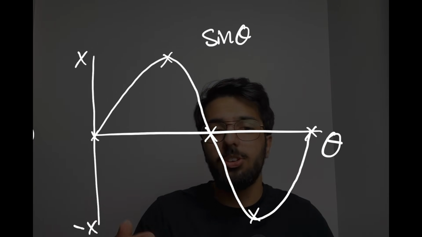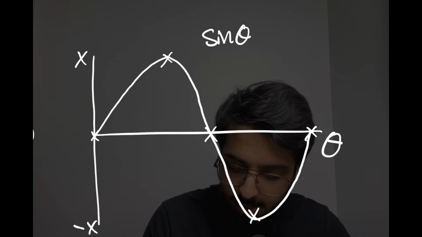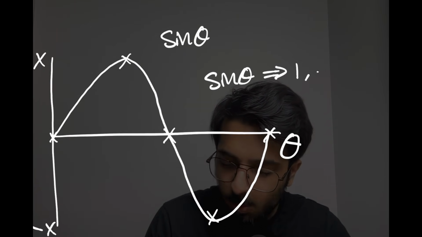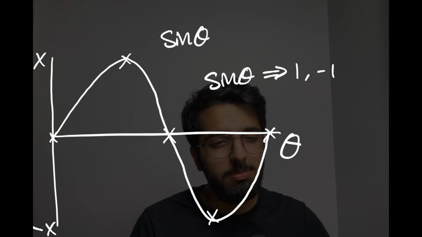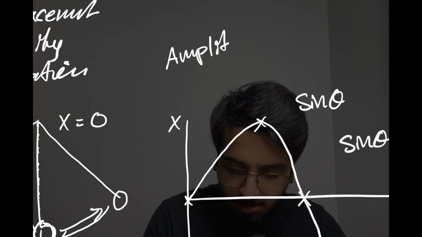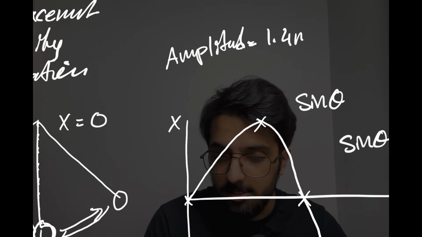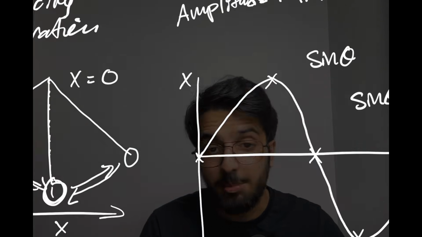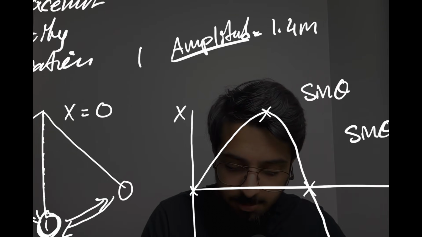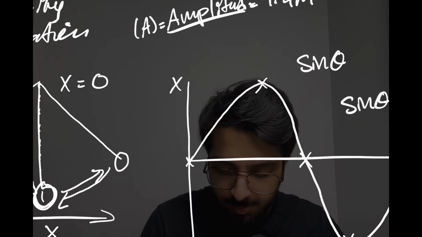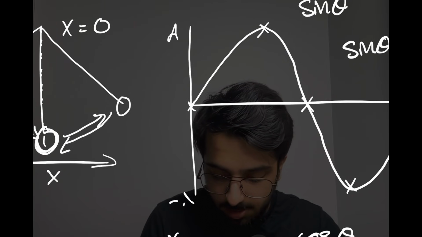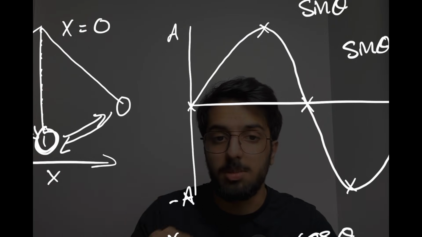However, the sine function on its own is not going to work very well, because sine theta gives us a value between 1 and negative 1, right? So let's say our amplitude is equal to 1.4 meters, where our amplitude is actually our max displacement. So we can say our amplitude, which is also A, we can replace that over here if we want, so this is A, and this is negative A, okay? So amplitude, max displacement, same thing.